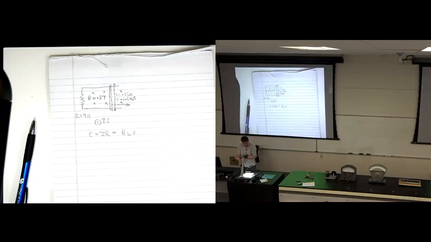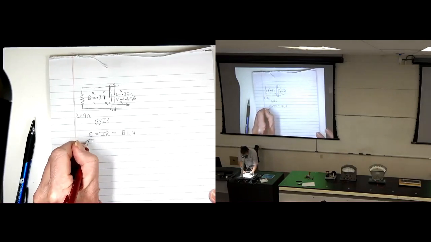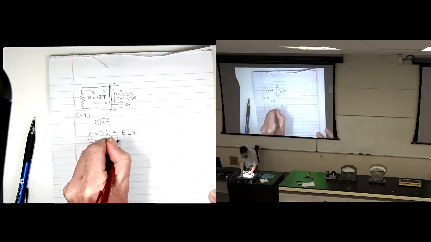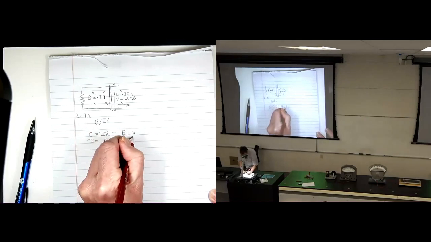And so that's what we've written down here. I'm using that equation I introduced on the last slide. All I've got to do now, if I want the induced current, is just rearrange this. It's just going to be BLV divided by R. And so I've just got to feed in all the numbers.